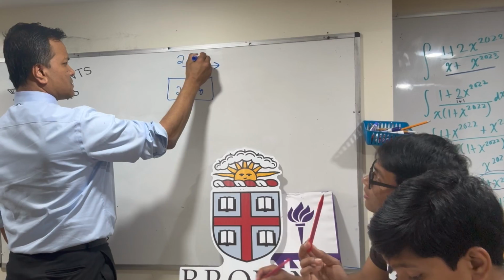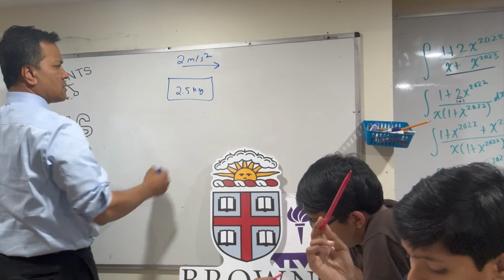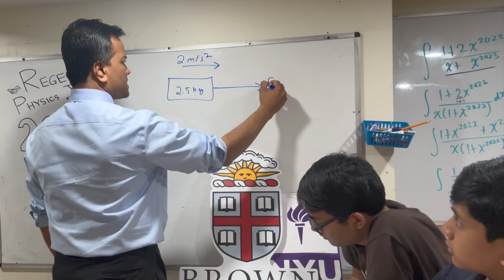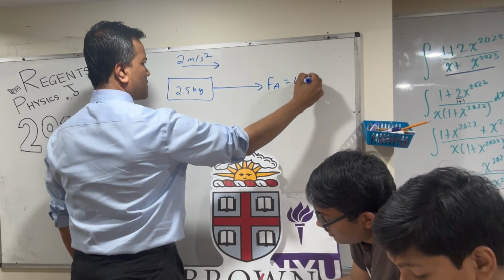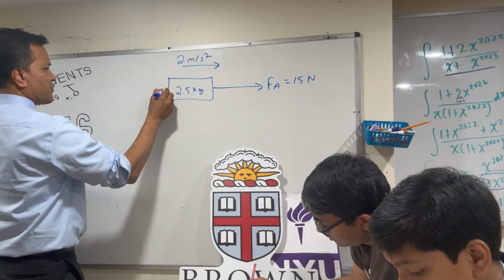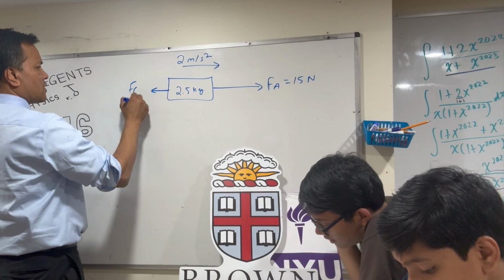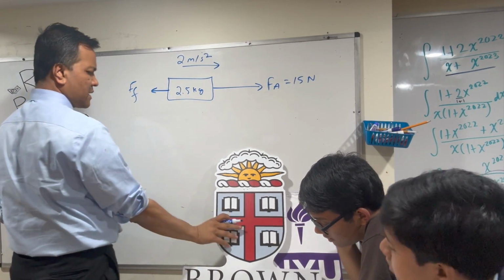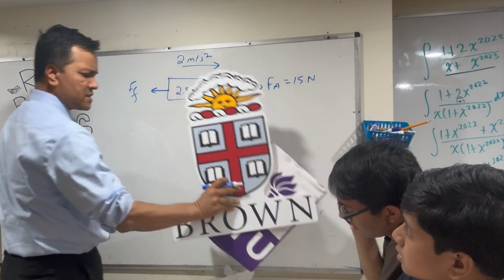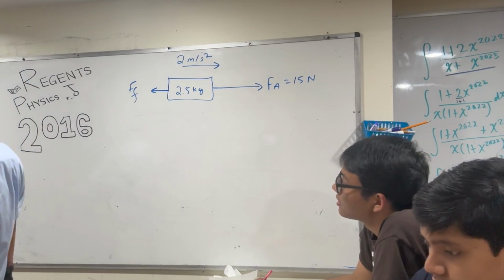What is the acceleration and what direction? To the right. I don't think you're given the acceleration. It is given: 2 meters per second squared. What is the applied force? 15 newtons. And we have to find the force of friction or the net force? Net force. Okay, let's first find the net force. What is Newton's second law? F equals ma.